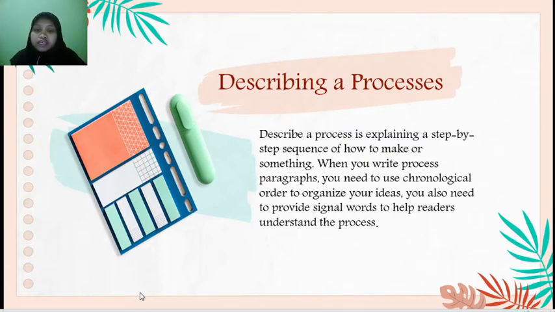Describing a process is explaining the step by step sequence of how to make something. When you write a process paragraph, you need to use chronological order to organize your ideas. You also need to provide signal words to help readers understand the process.